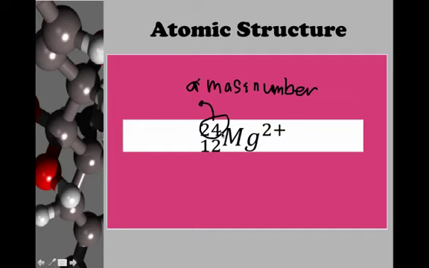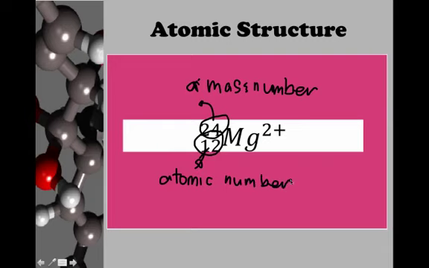The number 12 below the 24 is the atomic number. If you look on your periodic table, in the square for magnesium there's a 12. Its atomic number, 12, tells how many protons and electrons there are.